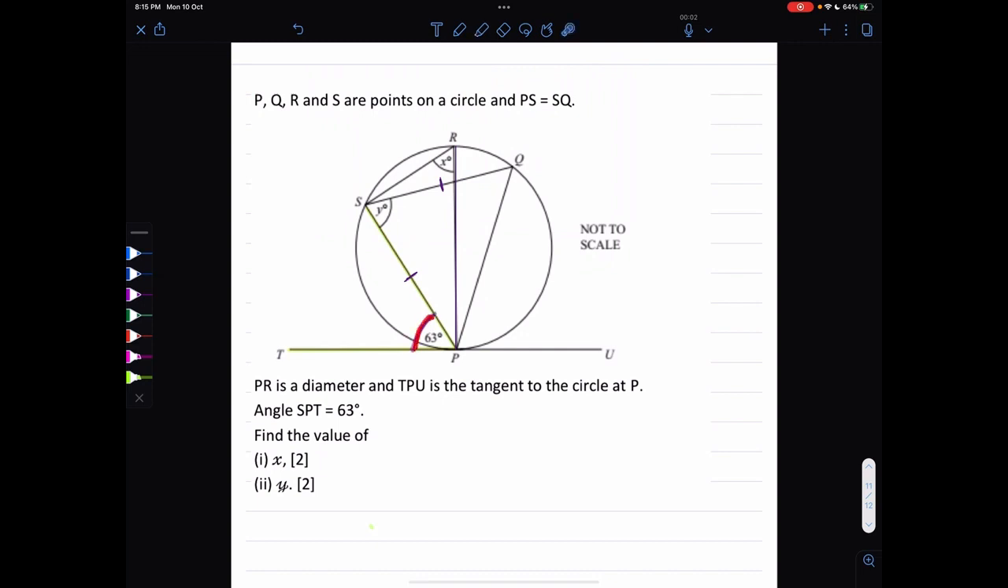So this angle is going to be equal to the angle formed by the chord in the alternate segment. So I can mark 63 over here as well. If this angle is 63, because these two lengths are equal, this makes triangle PSQ an isosceles triangle. So this angle is also going to be 63. So to calculate the value of y, it is going to be equal to 180 minus 2 times 63. That comes out to be 54 degrees. So y is 54.